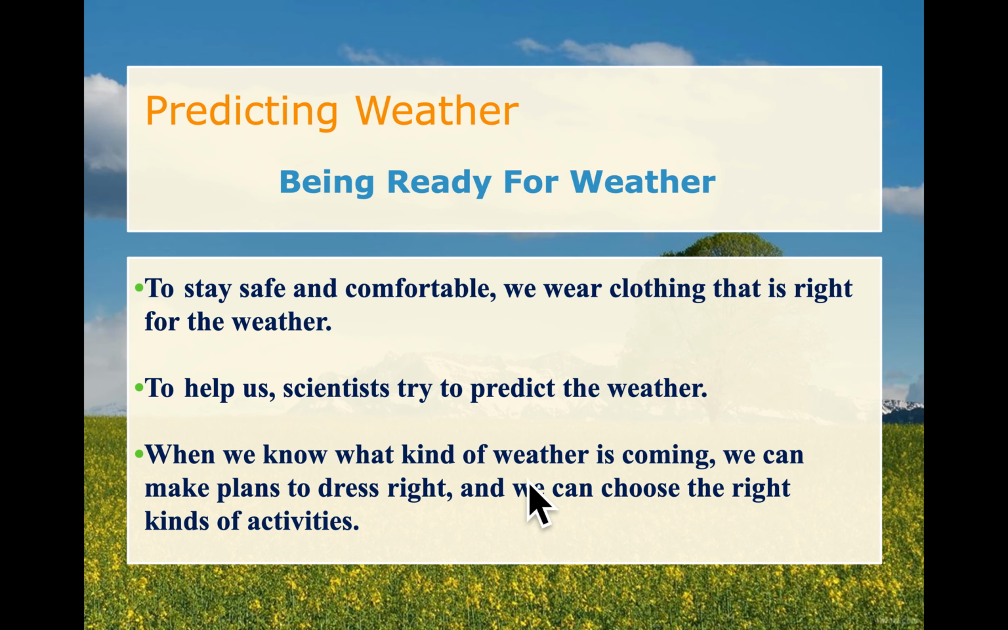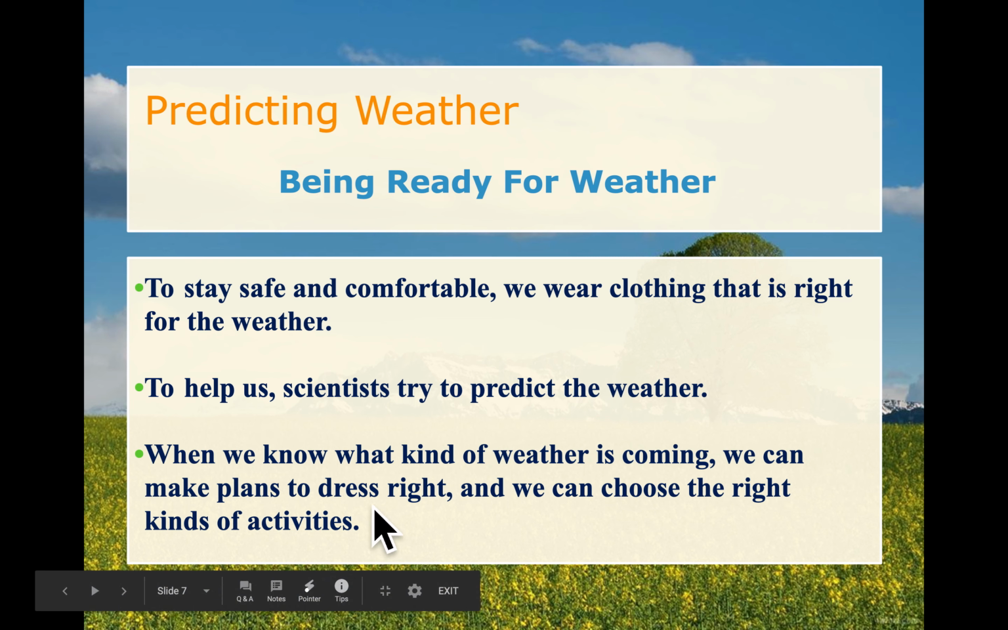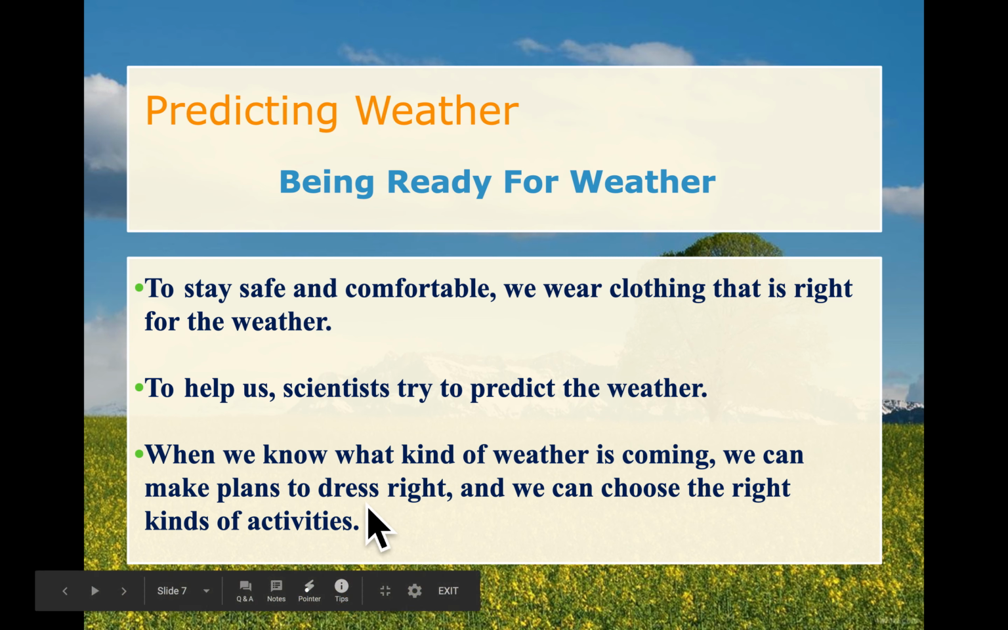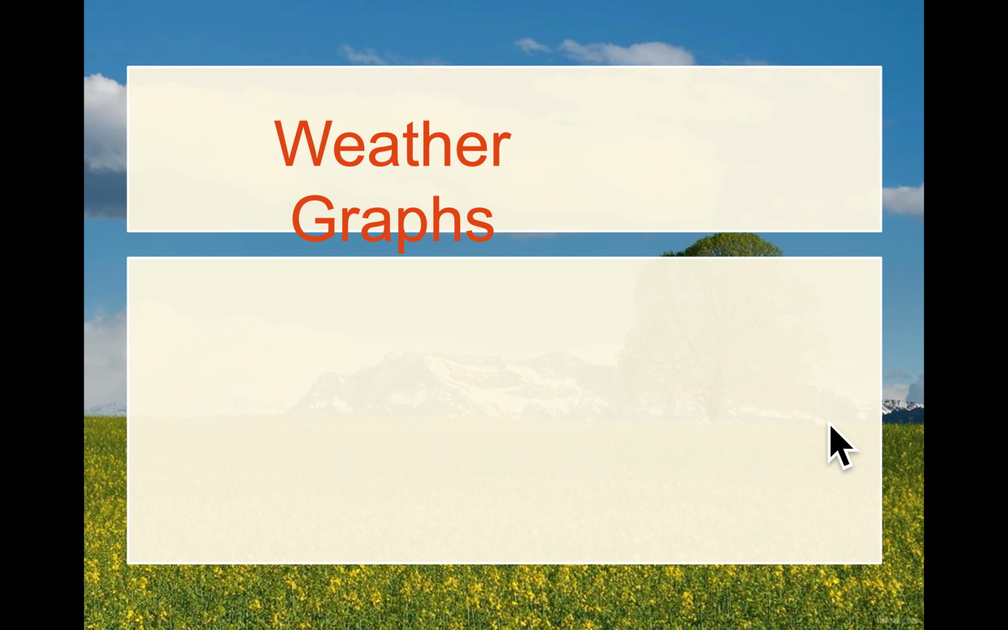When we know what kind of weather is coming, we can make plans to dress right and we can choose the right kinds of activities. So that's why we predict the weather, to be ready for the weather, to stay safe and comfortable. Scientists are trying to help us, so that we can make plans to dress right and choose the right kinds of activities.